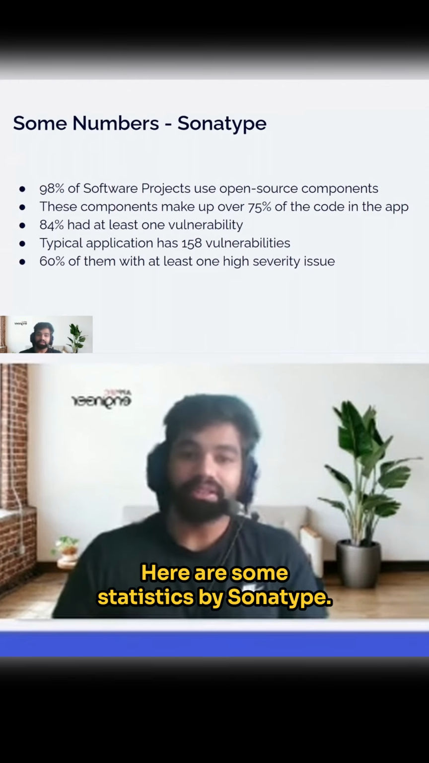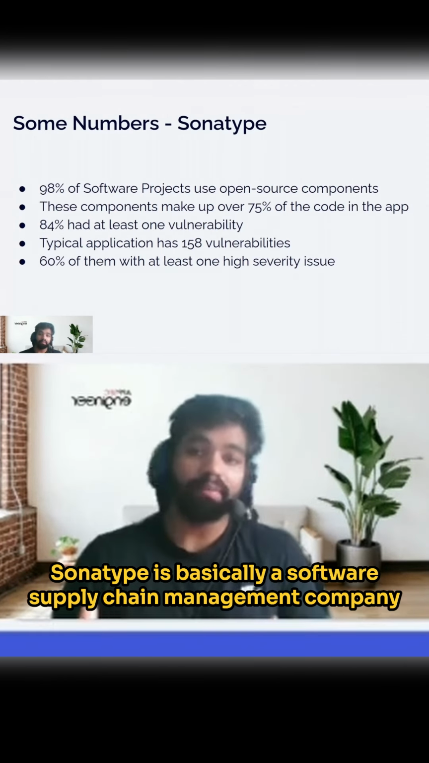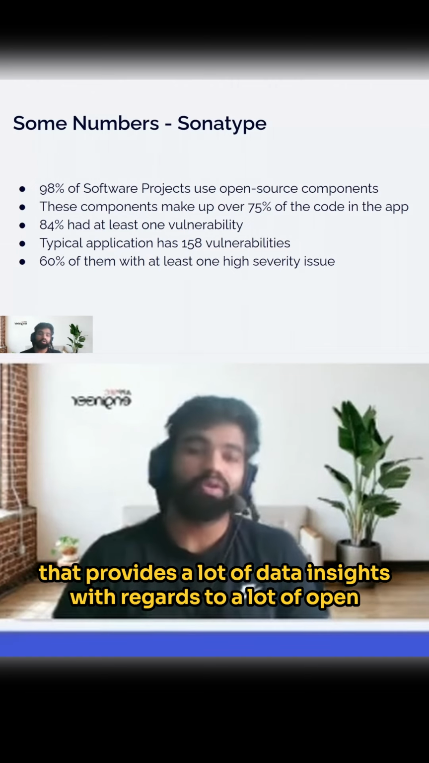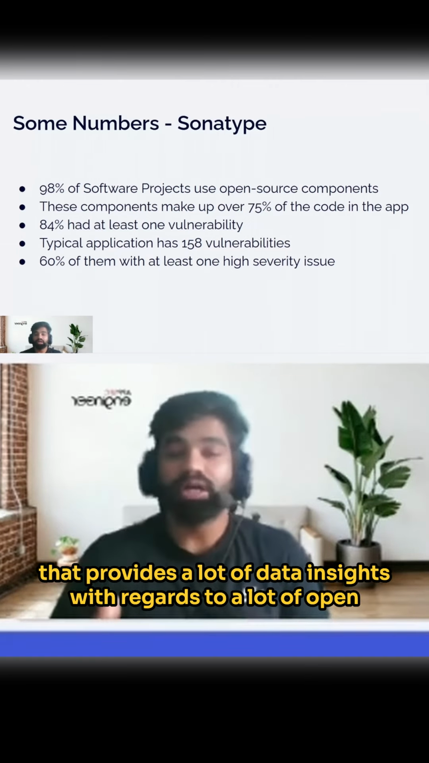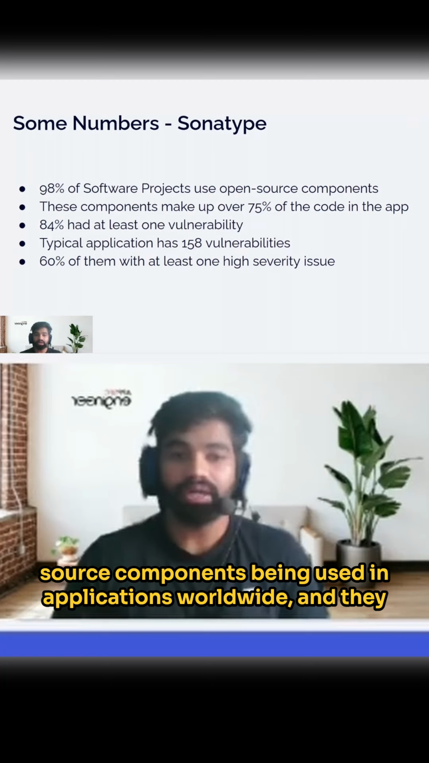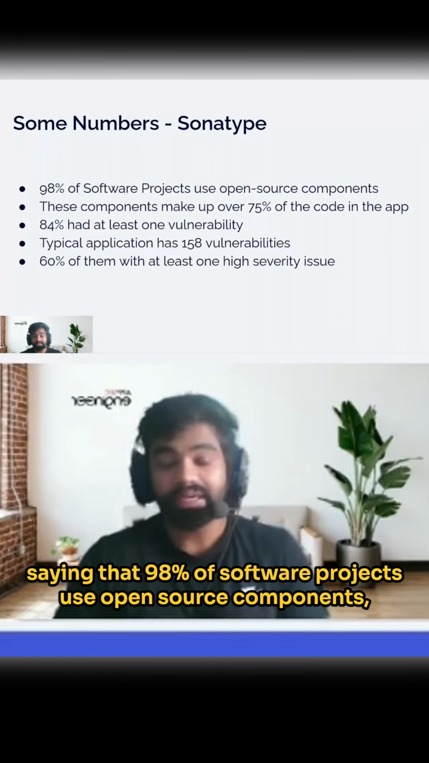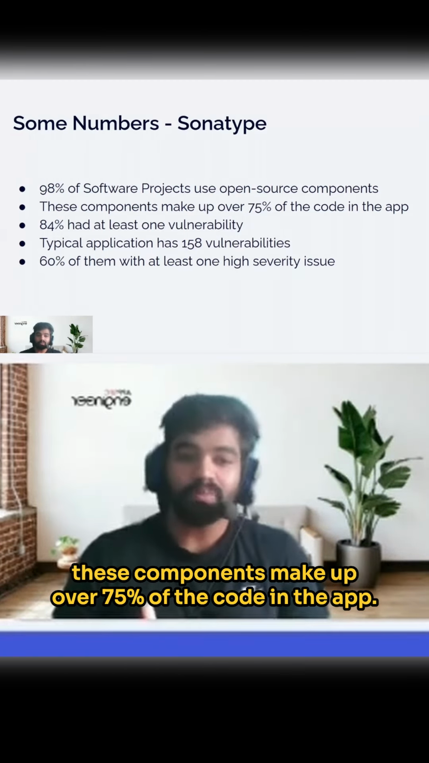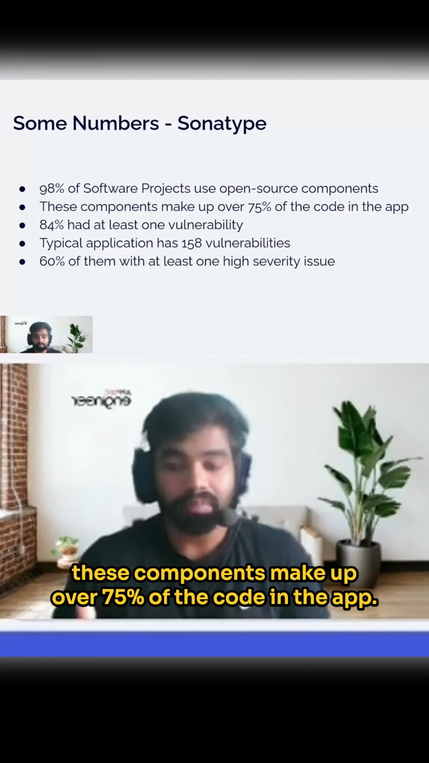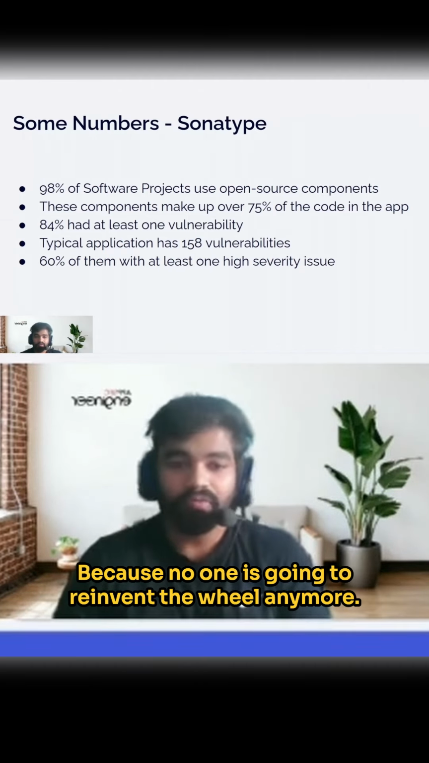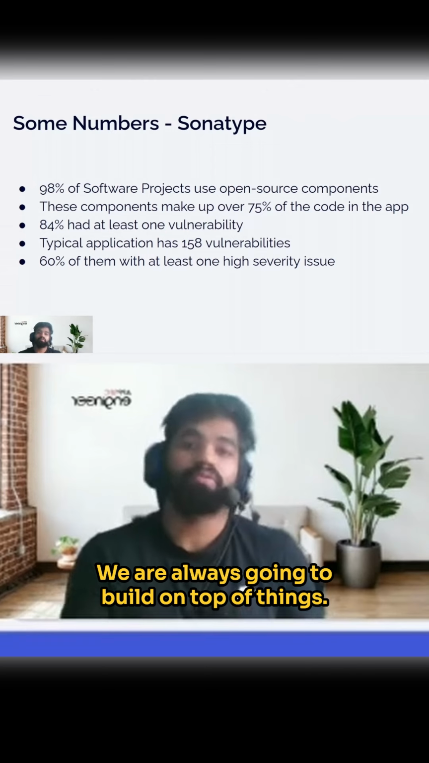Here are some statistics by Sonatype. Sonatype is basically a software supply chain management company that provides a lot of data insights with regards to a lot of open source components being used in applications worldwide. And they say that 98% of software projects use open source components. These components make up over 75% of the code in the app because no one is going to reinvent the wheel anymore. We are always going to build on top of things.